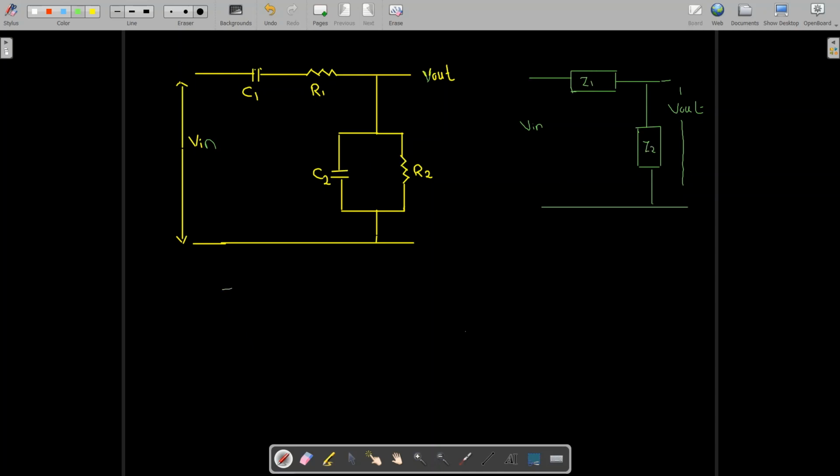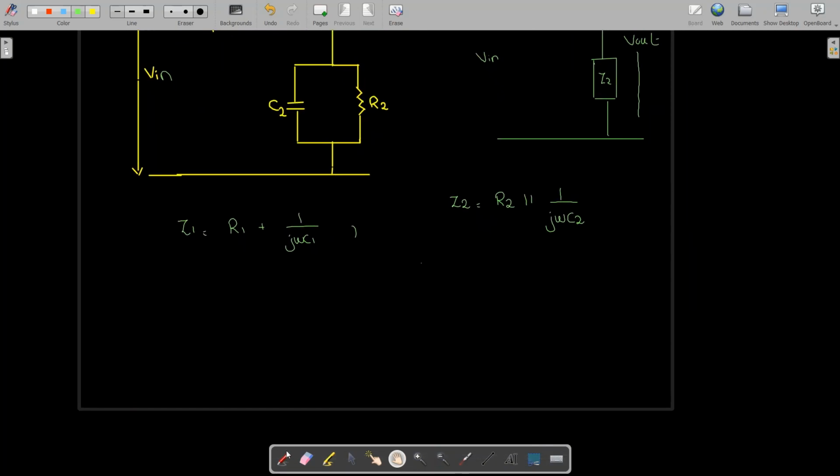So now Z1 is basically your R1 and we have the capacitor, so we can write this as R1 plus 1 divided by j omega C1. Fine. So this is your Z1. And what is Z2? Z2 is basically your R2 parallel to this C2. And this impedance of C2 is 1 divided by j omega C2. Fine. And we know how to find the parallel combination.